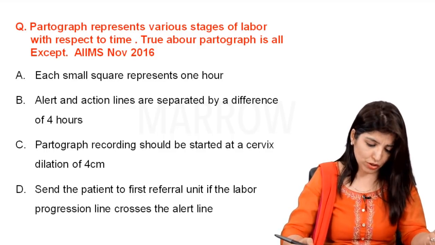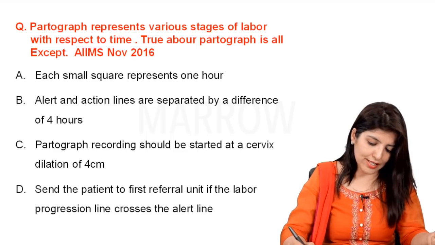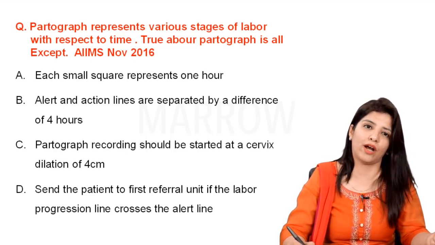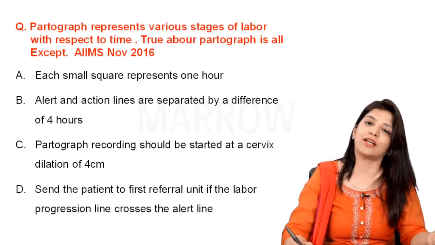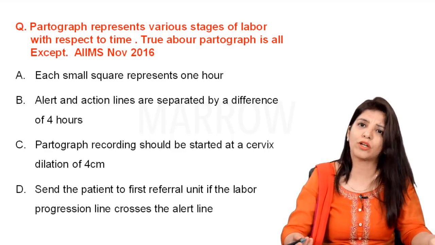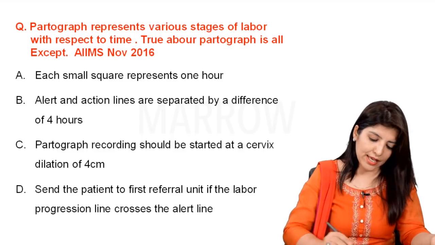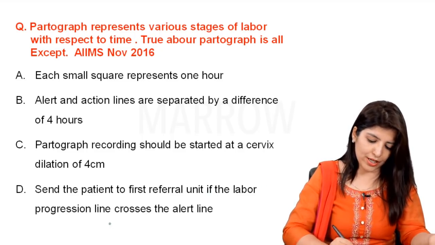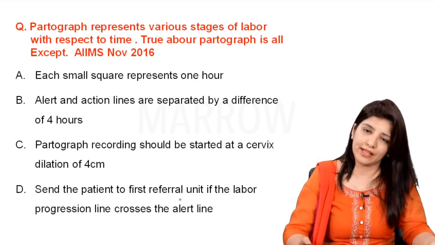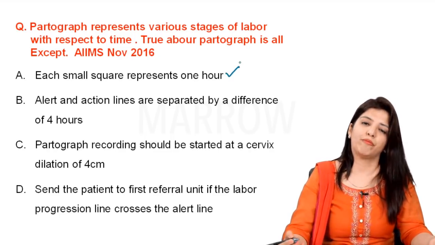Let's see the other options also. Alert line and action lines are separated by a difference of 4 hours. Yes. Partograph recording should be started at a cervix dilatation of 4 centimeters. Yes, that is what WHO modified partogram says. Send the patient to the first referral unit if the labor progression line crosses the alert line. Yes. So the answer here is option A.